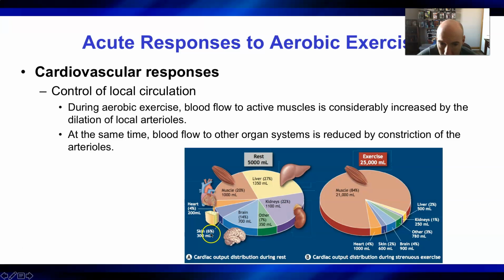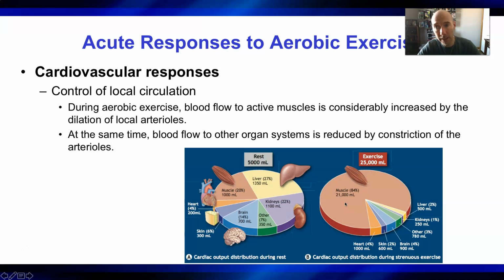Skin, 6%, 2%, so that stays pretty consistent. But the biggest change is muscle, right? 20% at rest to 84% during max exercise. So the muscles are just gobbling up. They're wanting all that blood. Send that blood to me, the muscles are saying. Percentage goes way up, and the overall amount goes from 1,000 to 21,000, right?